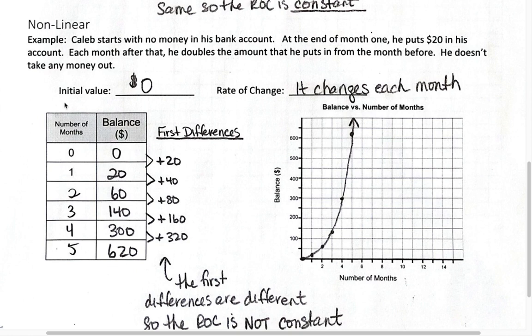So again, my x value, my number of months, always goes on my x-axis. So my number of months is here. My balance, my y, my dependent variable, is always going to go on my y-axis. So I've got my balance here. And when I take these points and plot them, I get a curved relationship. So I know by looking at this, because it doesn't make a straight line, it's another proof that this is not a linear relationship.